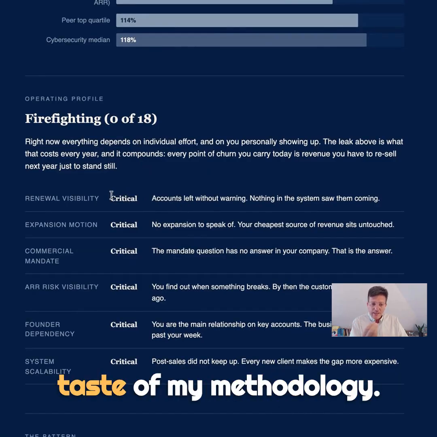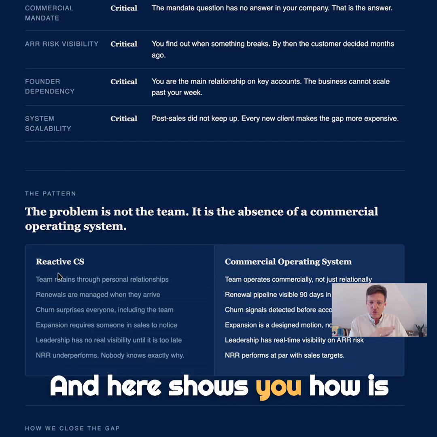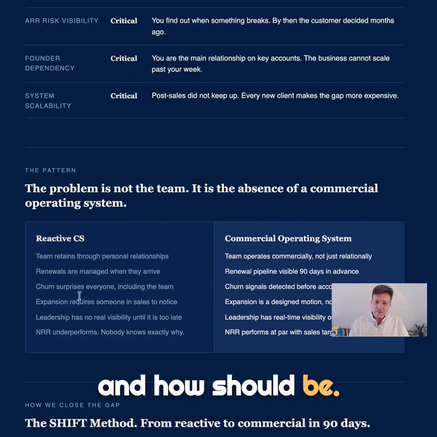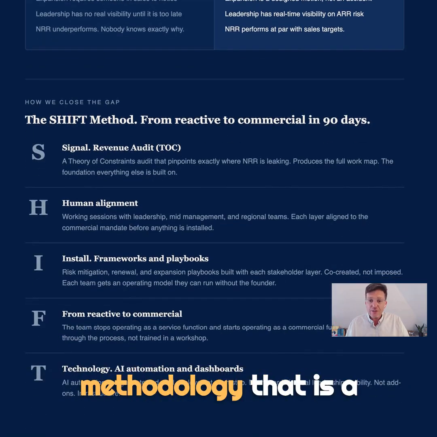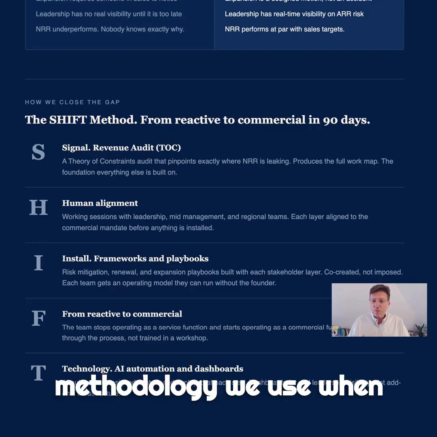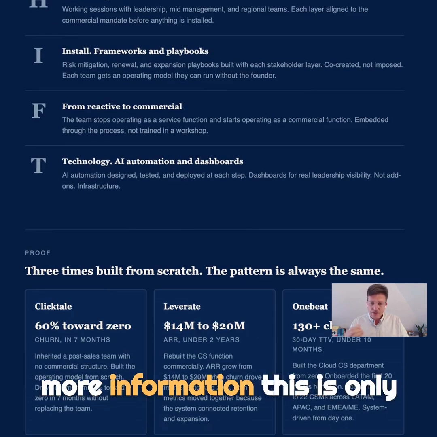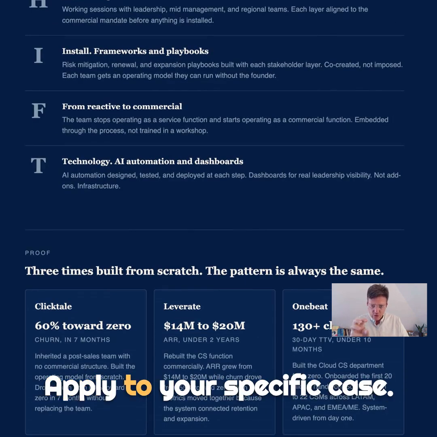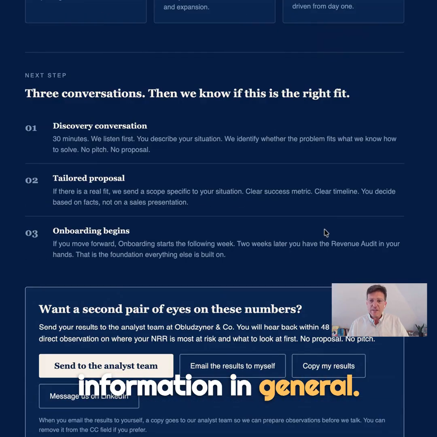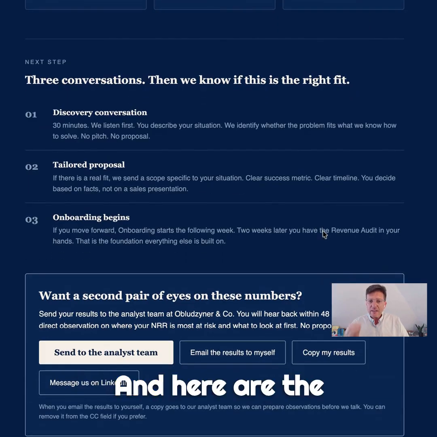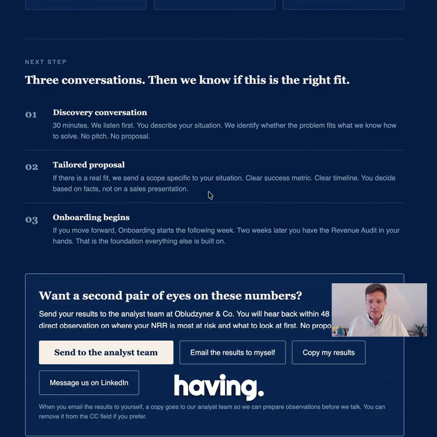And here is what gives you a taste of my methodology. Okay. And here it shows you how it is and how it should be. And here it tells you very, very briefly about the shift methodology, that is a methodology we use when we work together with customers. Of course, I can send you more information. This is only a taste applied to your specific case. Here there is a bit of information in general. And here are the conversations that we should be having.